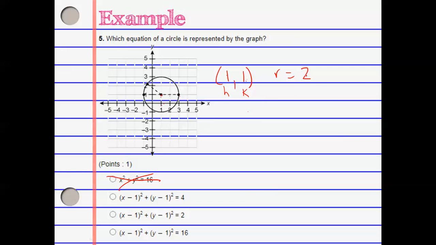So now it's all about the radius here, right? Remember, you have to square it. 2 times 2 is 4, so that would be our answer. And that is the end of lesson 1 and 2 of circles in the coordinate plane.